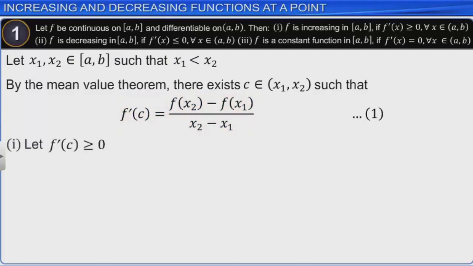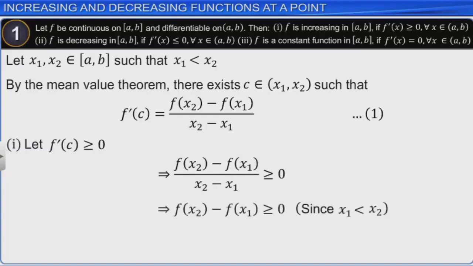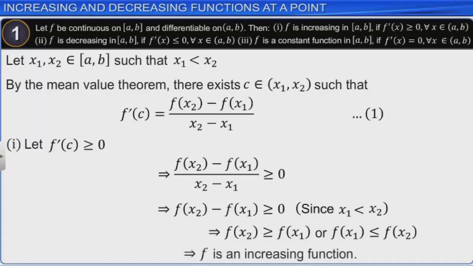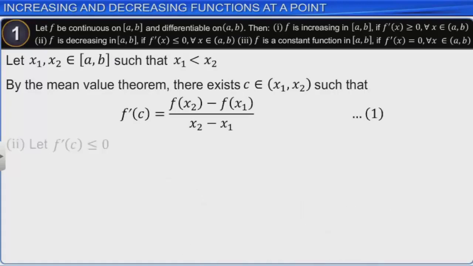Let's consider that the derivative of f at point c is greater than or equal to 0. This implies that the right-hand side of equation 1 is greater than or equal to 0. On simplifying, we get f of x1 is less than or equal to f of x2. This shows that the function is increasing. Now, we will prove the second part. In this case, we will take the derivative of f at point c less than or equal to 0.